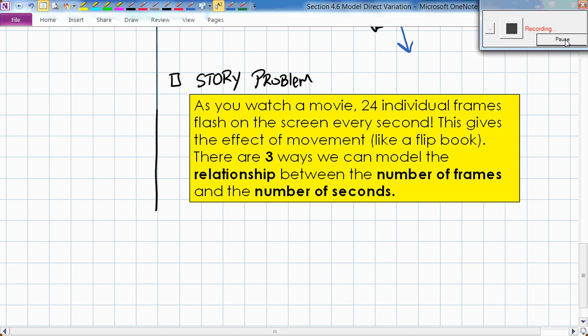Okay, this is our story problem. We're going to go ahead and read this story problem quietly to yourself, and then we'll figure out the important information that we need to write down, all right? A number of seconds, and we're going to do those 3 together.